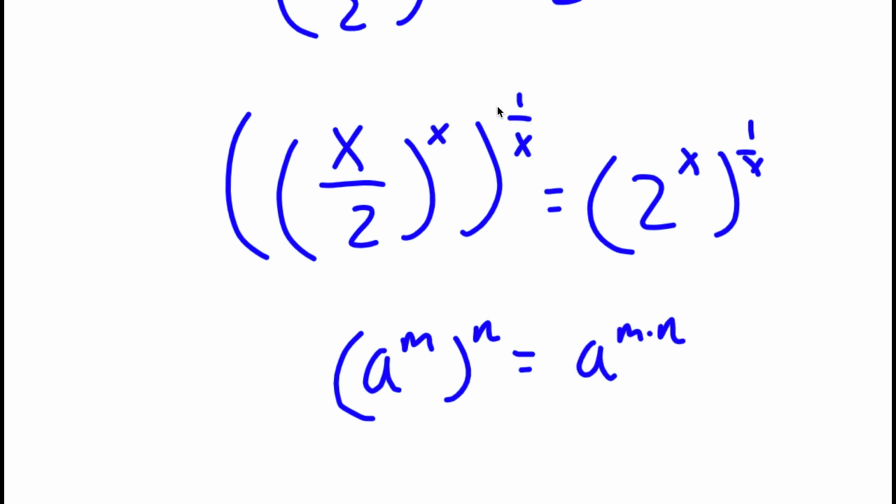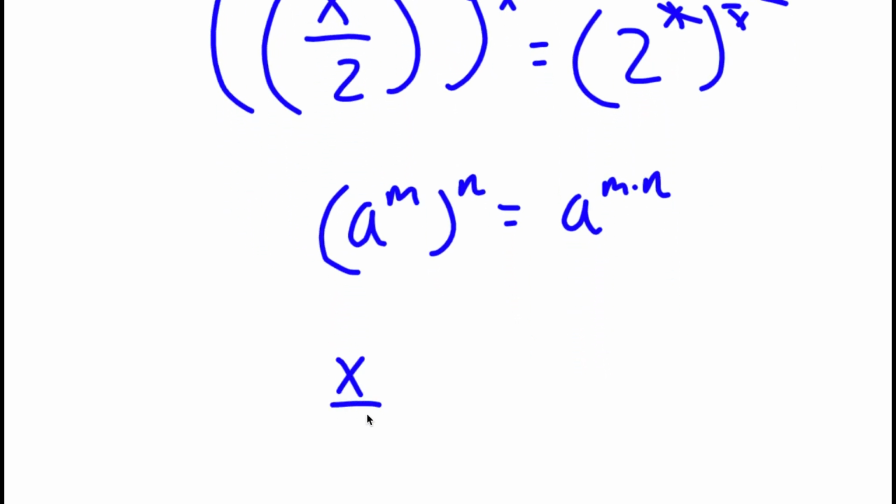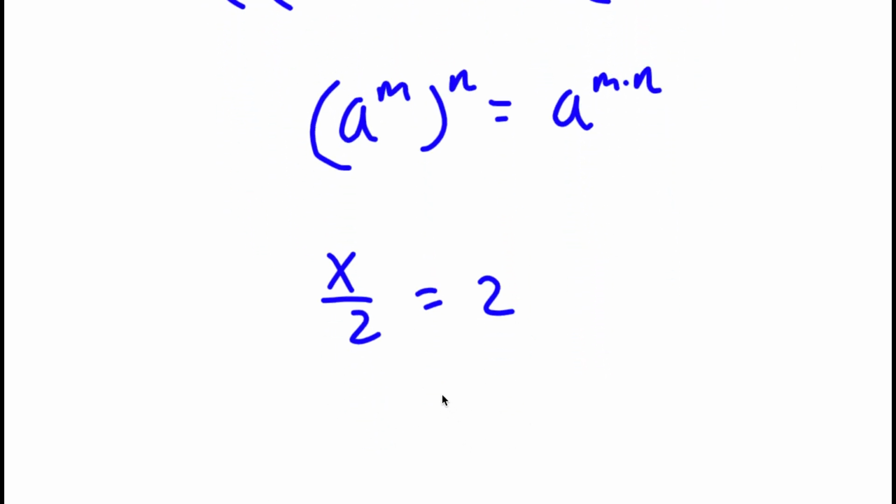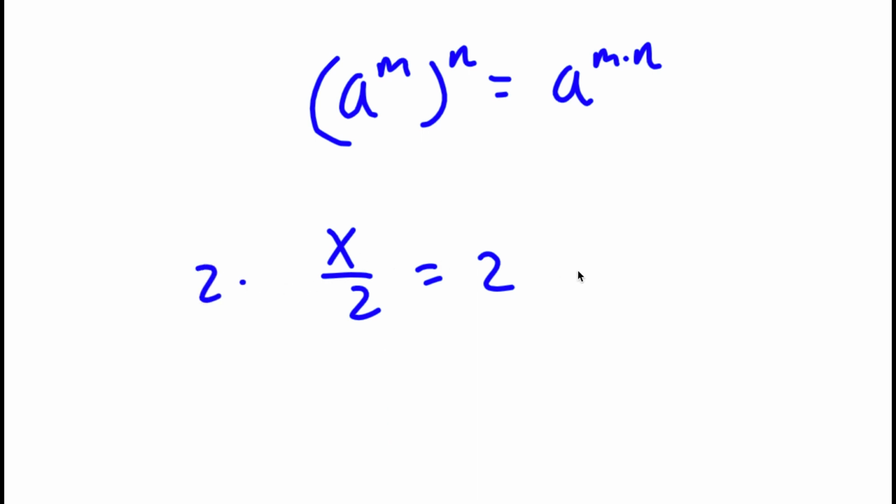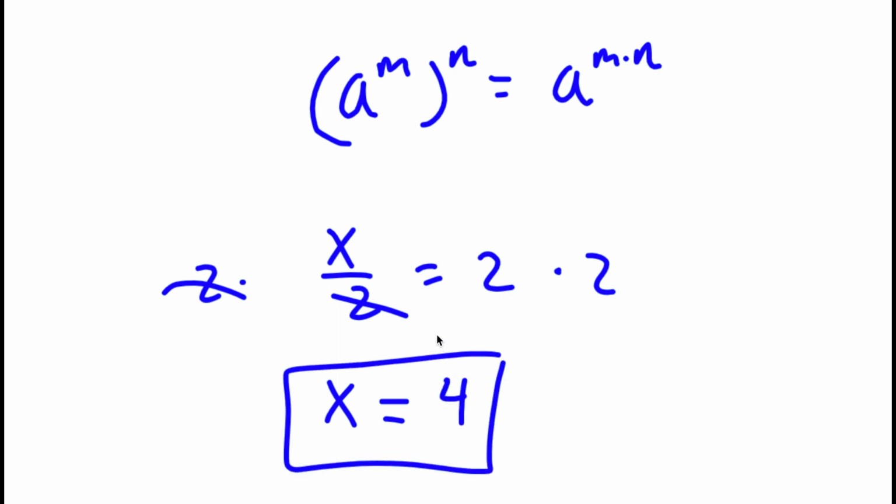So x times 1 over x, these two cancel out, and again, these two cancel out, so I'll simply be left with x over 2 is equal to 2. Now to solve this, I'm going to simply multiply both sides by 2, these two cancel out, so on my left hand side I have x is equal to 2 times 2 is 4. So x equals 4 is my answer.